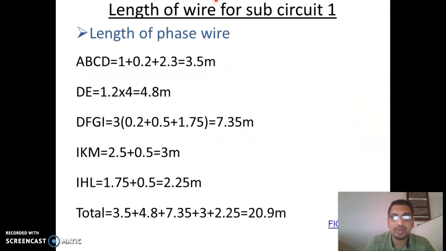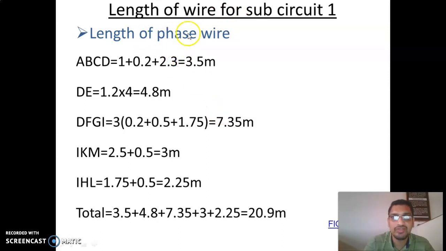Then first we calculate the length of wire. Length of wire for sub-circuit 1. We have two circuits: one is the sub-circuit, the second one is the power circuit. So initially we calculate the length of wire for sub-circuit 1. In the sub-circuit we have two wires: one is the phase wire, the second one is the neutral wire. So first we calculate the length of the phase wire.